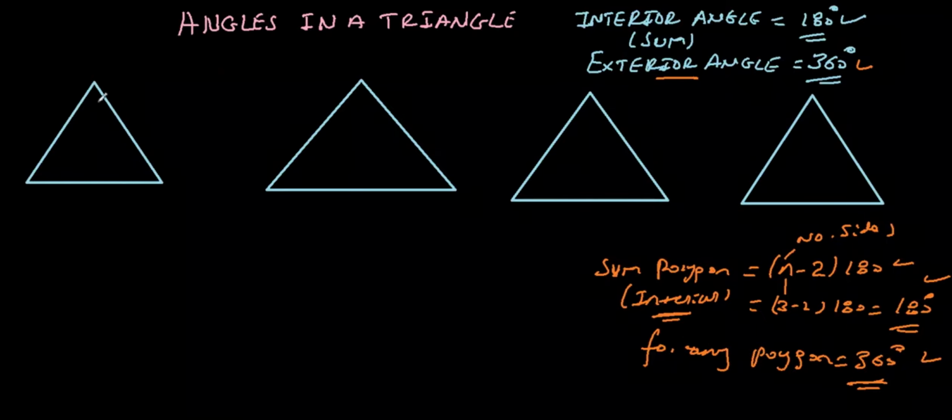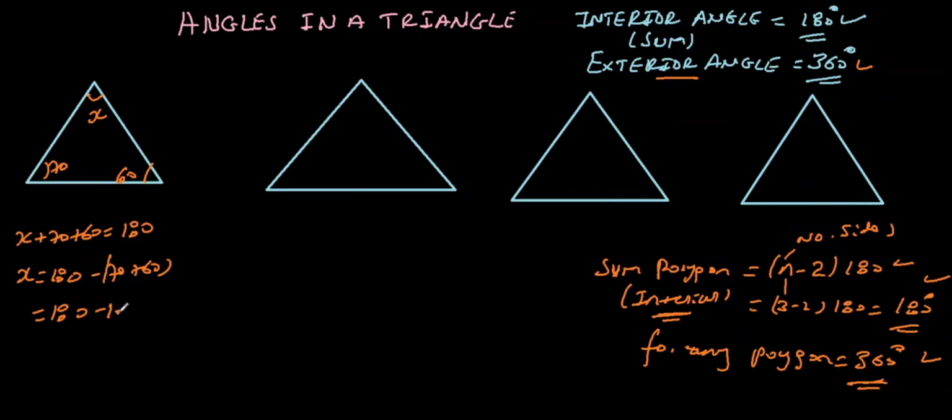So based on this, if it is x, if it is 70, if this one is 60, how are you going to find the x value? The sum x plus 70 plus 60 must be 180 degrees, because these are interior angles. So x will be 180 degrees minus 70 plus 60, right? So it will be 180 minus 130, and it will be 50 degrees. So based on this, you can define the x value. You would say 50 degrees, right?